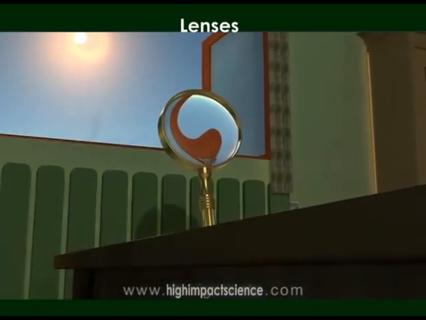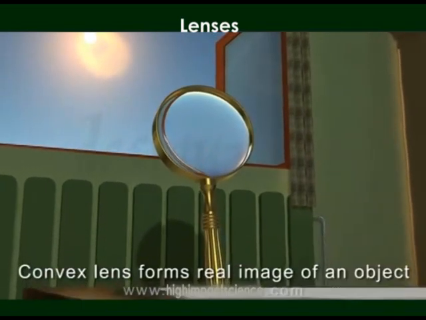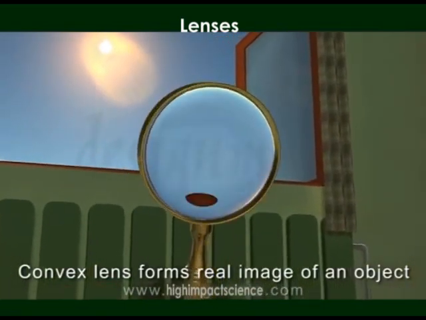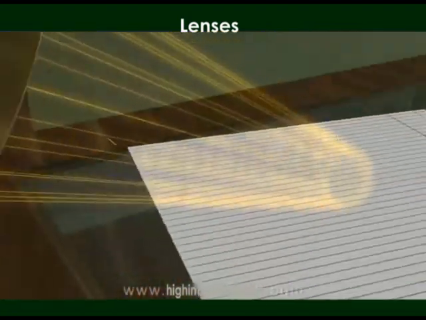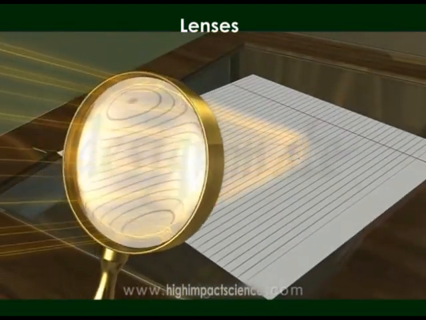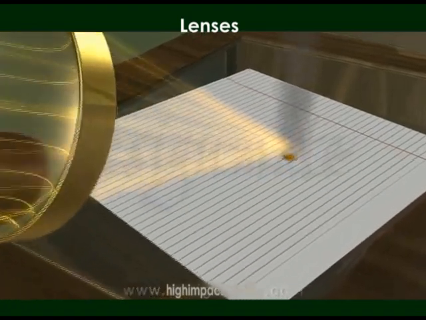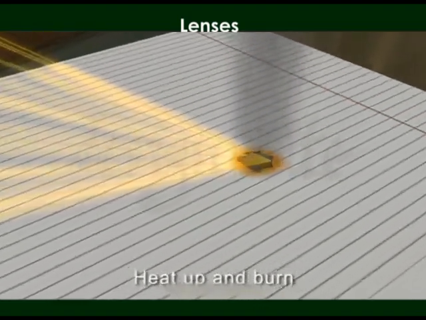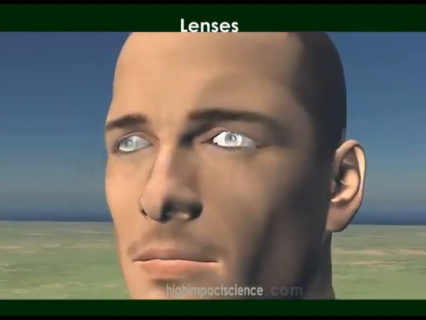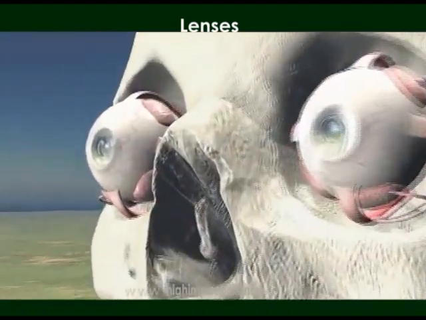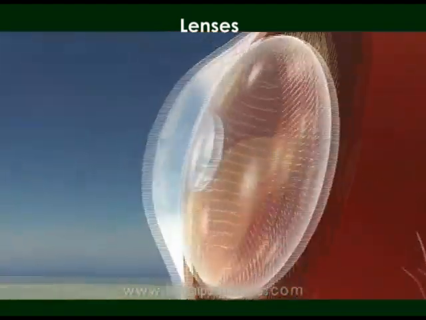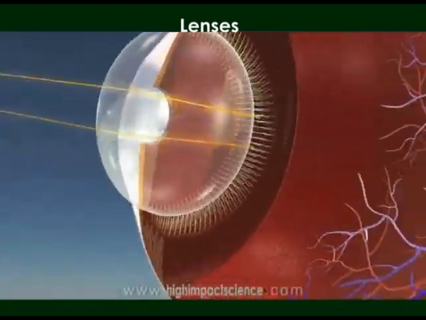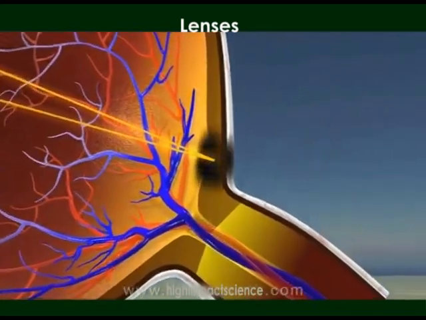The image formed by a convex lens in this case is a real image of an object. The convex lens can focus the light from the sun to a point on the other side of the lens. The concentration of light energy at this point causes the paper to heat up and burn. The lens in a human eye is convex in nature. You should not look at the sun directly, as it can damage our eyes permanently.